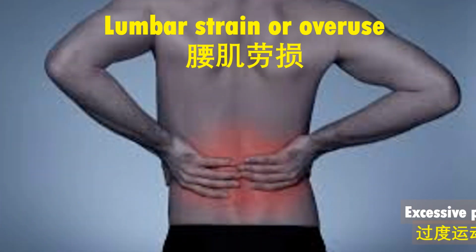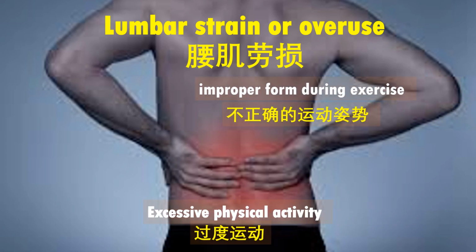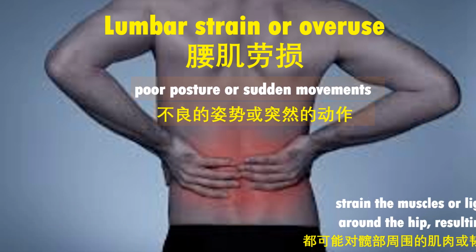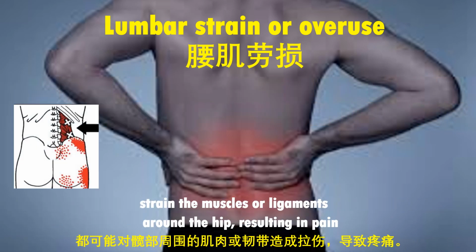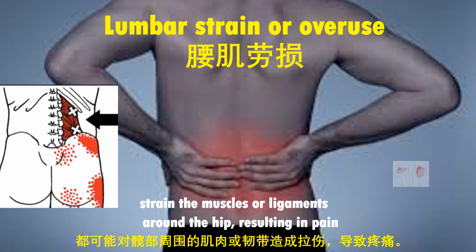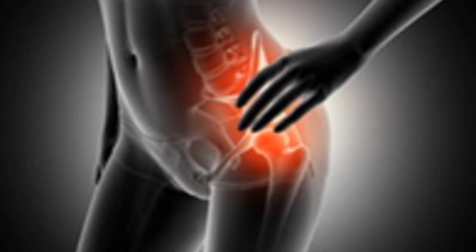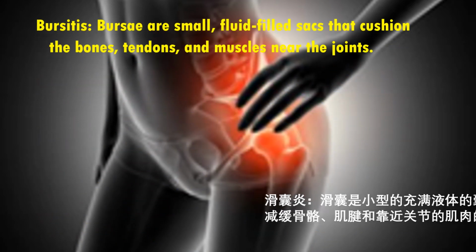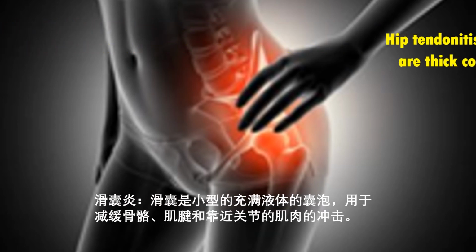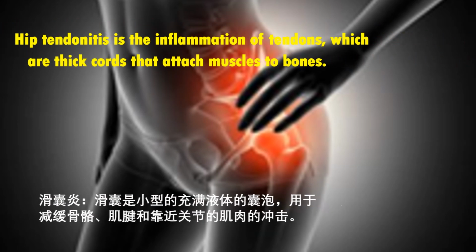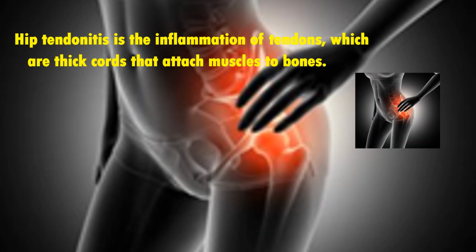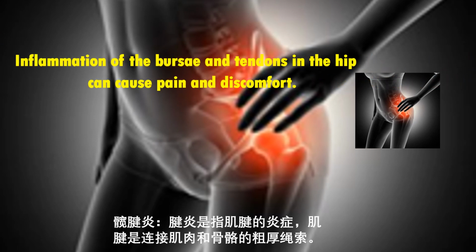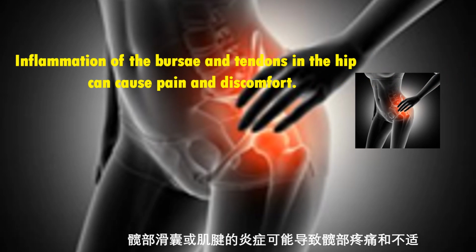Lumbar strain or overuse: excessive physical activity, improper form during exercise, lifting heavy objects, poor posture or sudden movements can strain the muscles or ligaments around the hip, resulting in pain. Bursitis. Bursae are small, fluid-filled sacs that cushion the bones, tendons, and muscles near the joints. Hip tendinitis. Tendinitis is the inflammation of tendons, which are thick cords that attach muscles to bones. Inflammation of the bursae and tendons in the hip can cause pain and discomfort.